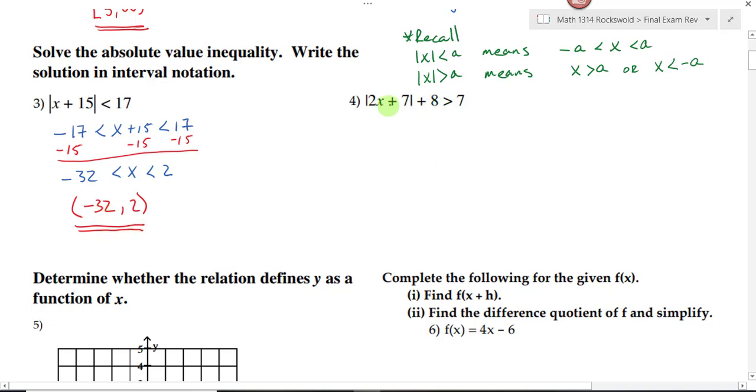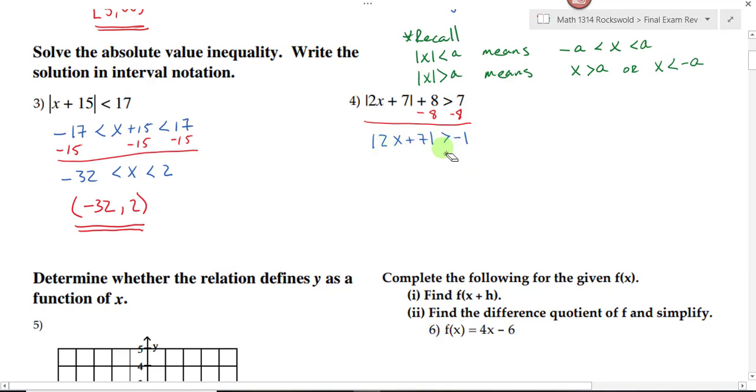Your first step should always be to isolate the absolute values before you begin. So what's the first thing I need to do here? And then when I subtract 8 from both sides, I get the absolute value of 2x plus 7 is greater than negative 1. Are absolute values ever going to be bigger than a negative number? Absolute values are always bigger than negative numbers, so this is true no matter what you put in.